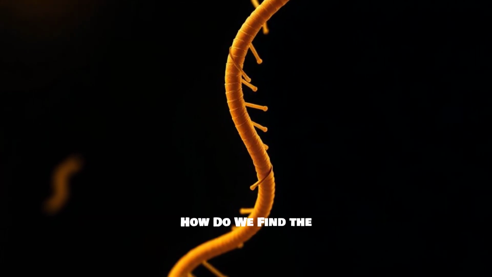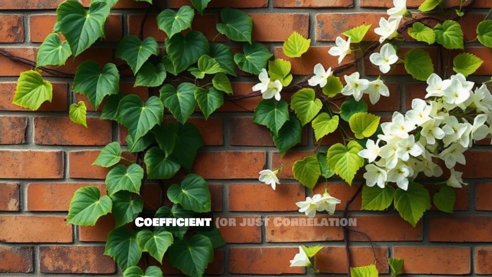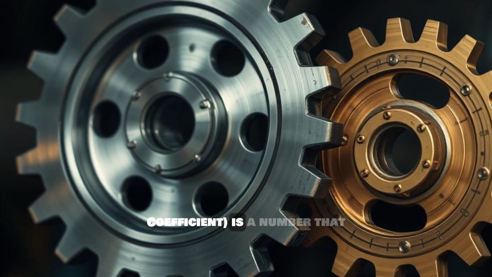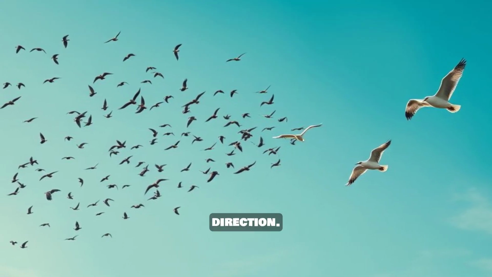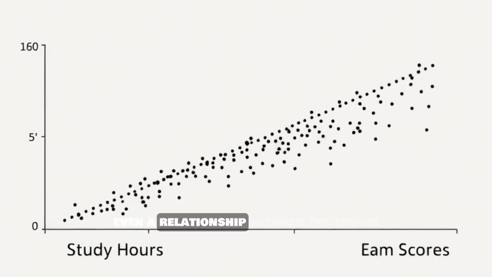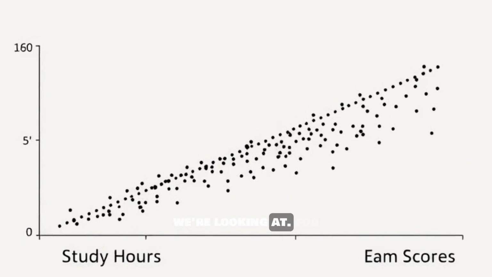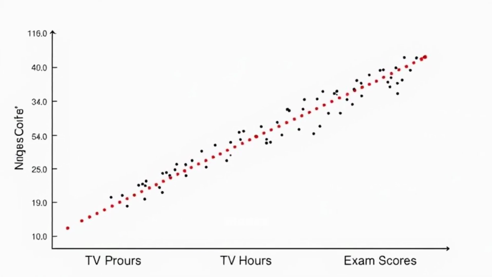How do we find the connection? Correlation. Pearson's correlation coefficient, or just correlation coefficient, is a number that tells us how strongly two things are related and in what direction. Before we try to predict, we often want to see if there's even a relationship between the things we're looking at. For example, do more study hours generally lead to higher scores?